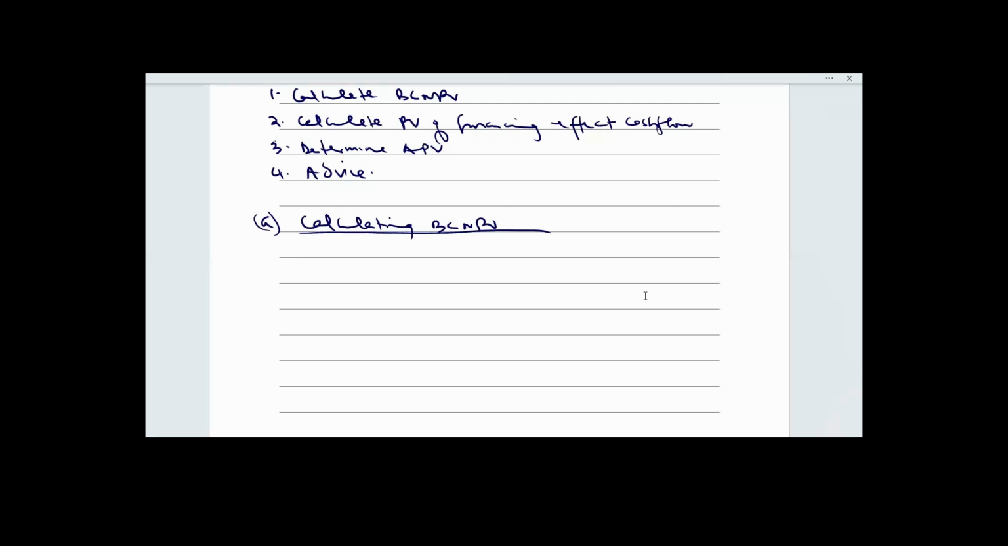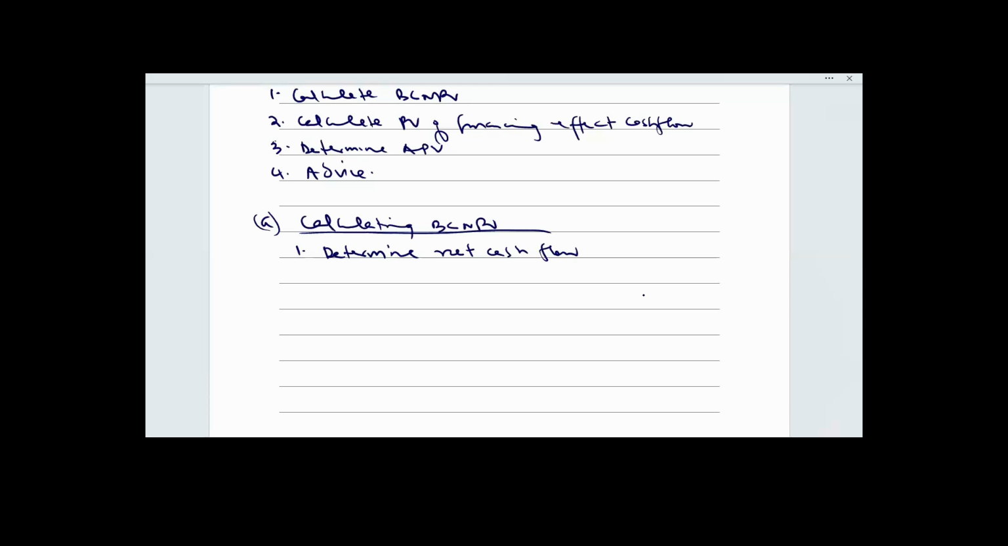Therefore, when you want to calculate base case NPV, it is assumed that the company is solely financed with equity. That is, there is no debt. Therefore, if I want to calculate base case NPV, what are you supposed to do? The first step for calculating base case NPV is to determine all relevant cash flow, or determine net cash flow. Step 1, determine net cash flow. So the normal thing you do when you want to determine net cash flow in your NPV calculation is the same thing you are going to do here.